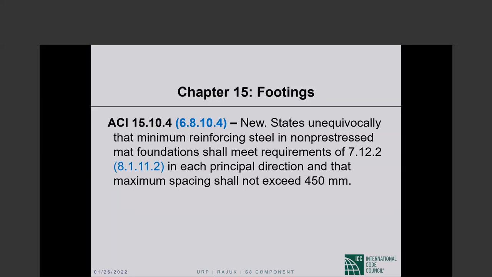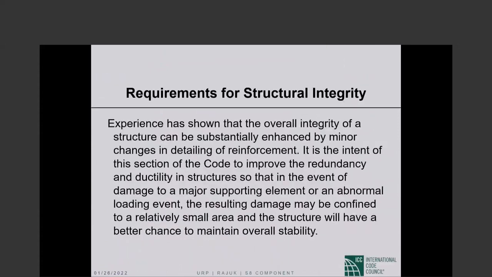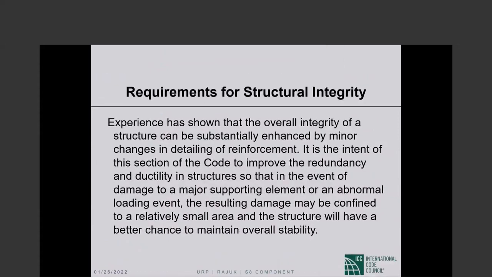Now these are thick members, so the placement. The commentary says minimum reinforcing steel may be distributed near the top or bottom of the section, or may be allocated between the two faces of the section as deemed appropriate for specific conditions, such that the total area is 0.18% of gross. So you can put it all on one face or the other face, or half and half at the two faces, 60-40, whatever you like.